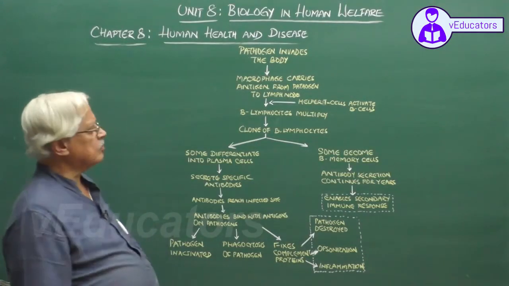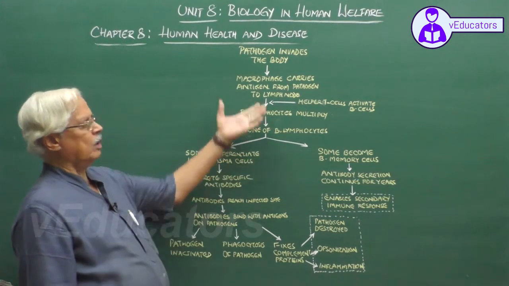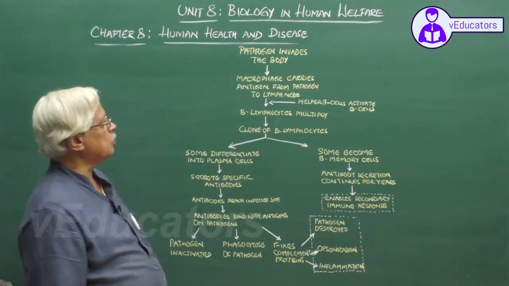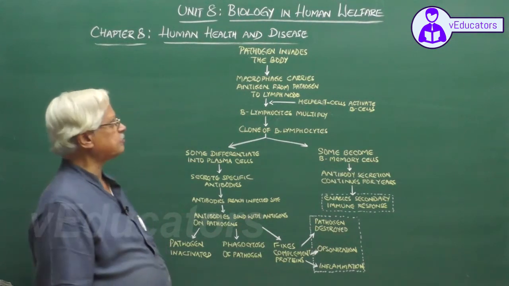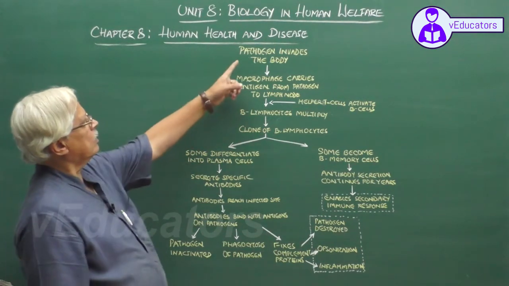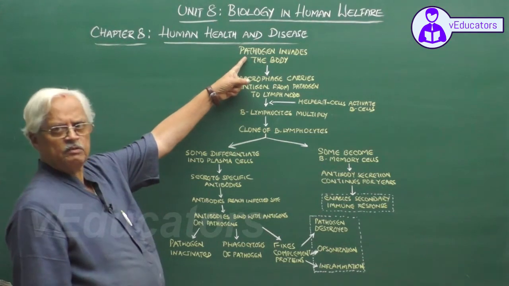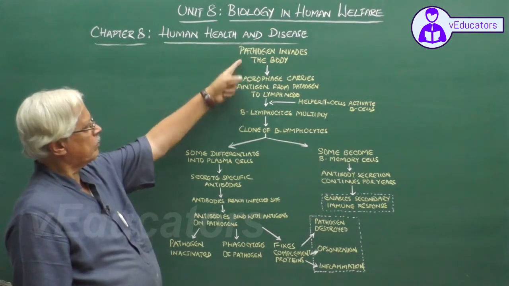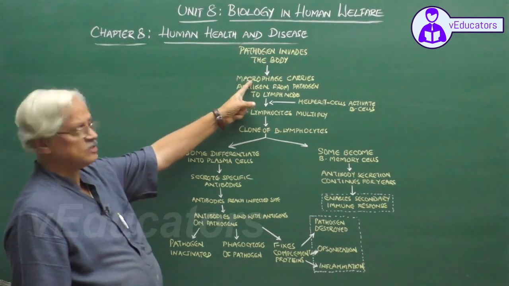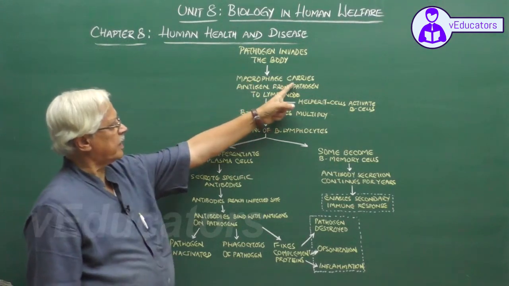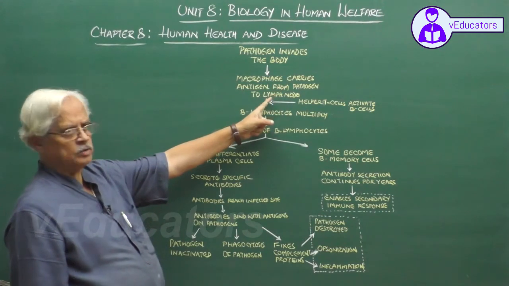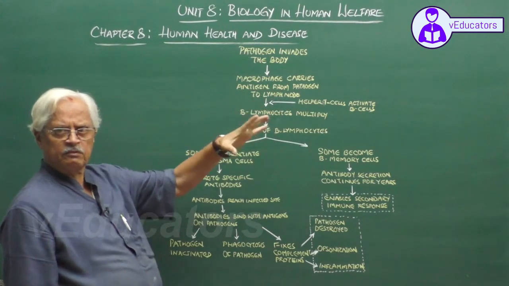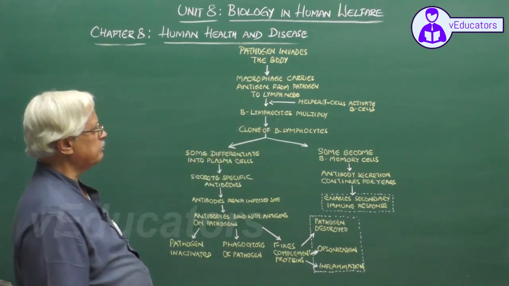Here is a scheme that summarizes how humoral mediated immunity works. When the pathogen invades the body, the macrophage cells carry the antigen from the pathogen to the lymph node where the lymphocytes are present.